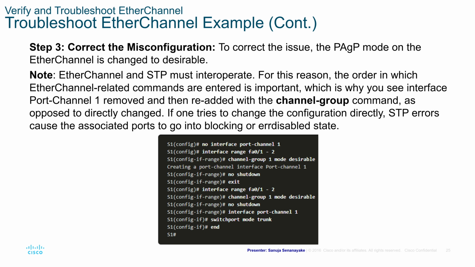EtherChannel and STP must interoperate. Therefore, the order in which the EtherChannel related commands are entered is important, which is why you have to remove the interface port channel 1 before you change the mode and re-establish that port channel. Right? So the no shutdown command will re-establish that port channel, because otherwise what's going to happen is STP error is going to cause the associated port to go into blocking mode, and it's going to be in an error disabled state. So that's a key piece of information when you're doing labs.